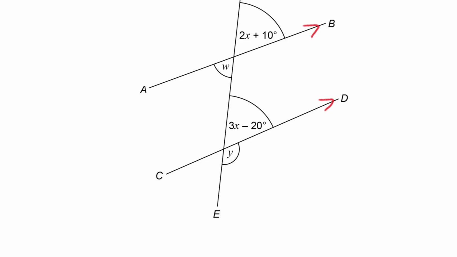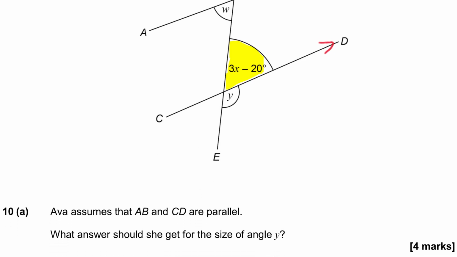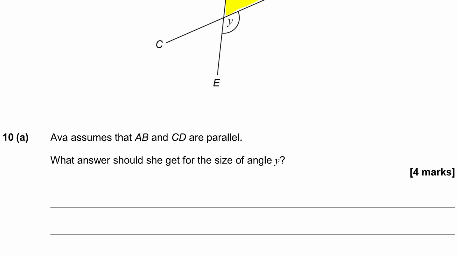Well, if they were parallel, then this angle here and this one up here are going to be corresponding, aren't they? And therefore they're equal. So 2x plus 10 is going to be equal to 3x minus 20. So we can use that fact to form an equation in x that we can go on to solve.